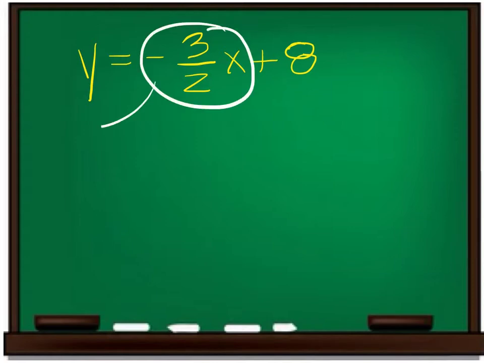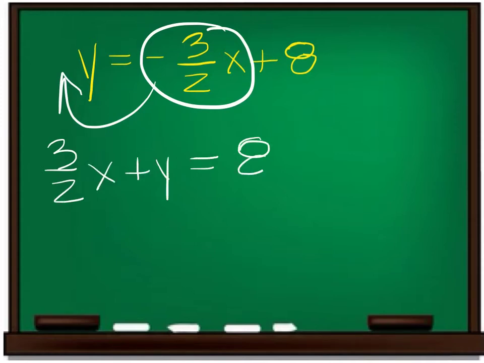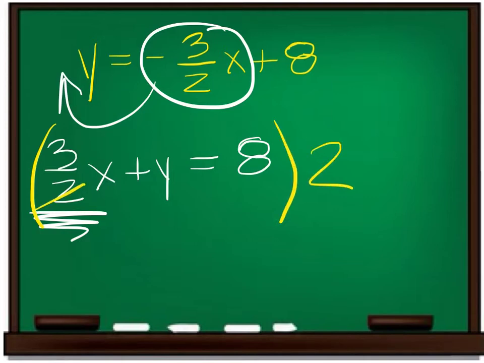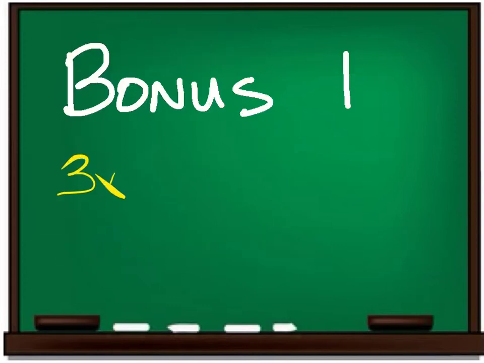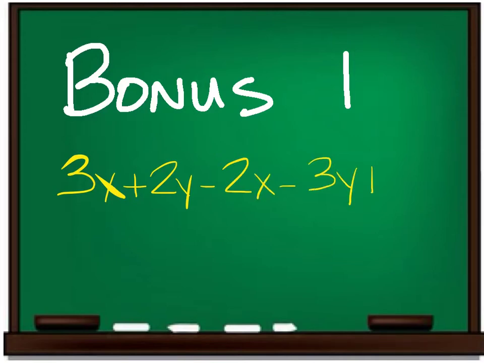Move this to the left side to get 3/2 x plus y equals 8. You have a positive number there, so you don't have to change the sign of everything. But you do have to multiply everything by 2 to cancel out the 2 in the denominator to be left with 3x plus 2y equals 16. Answer to the bonus is 3x minus y.